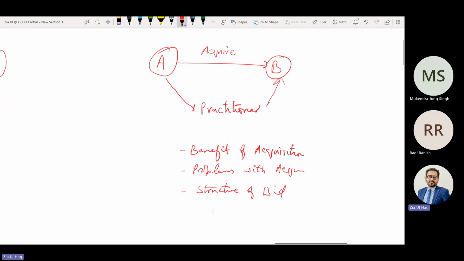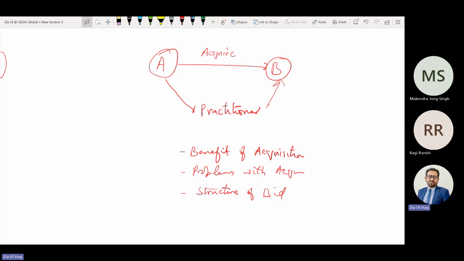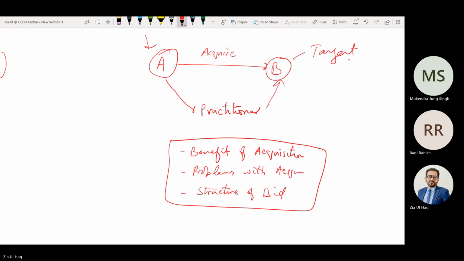What are we doing? Are we conducting an audit? No. We are providing a report to the investor in acquisition cases based on the target company. This is what? The target company that the investor wants to buy.